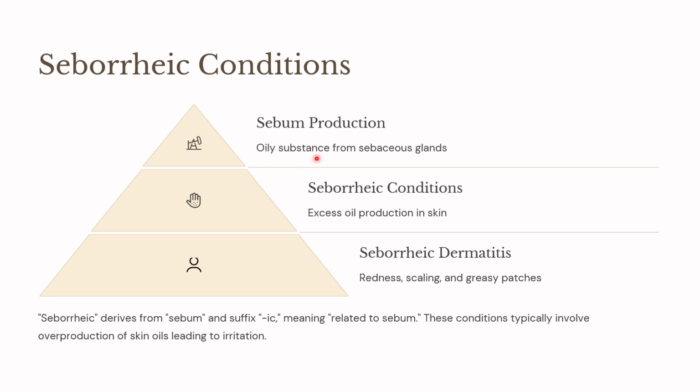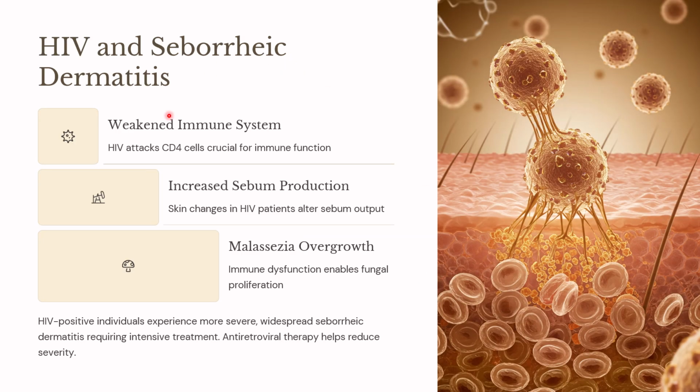So this is what I told you: oily substance from the sebaceous glands, and there is excess oil production resulting in redness, scaling and greasy patches. What is the relation between HIV and seborrheic dermatitis? Here you should know that since it is due to colonization by the yeast, it can occur in immunocompromised patients. So they might give you men having sex with men who are complaining of seborrheic dermatitis which is rampant of late. In that case, you need to suspect that they might be immunocompromised, so you have to check them for HIV.